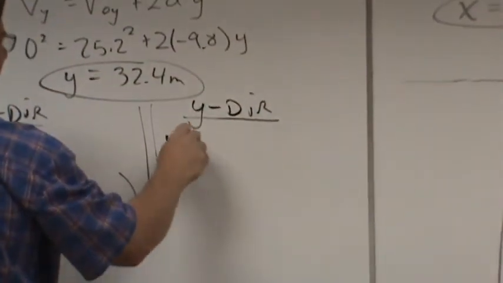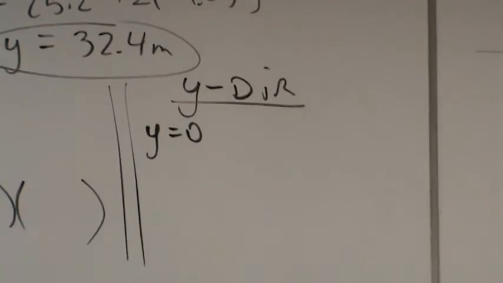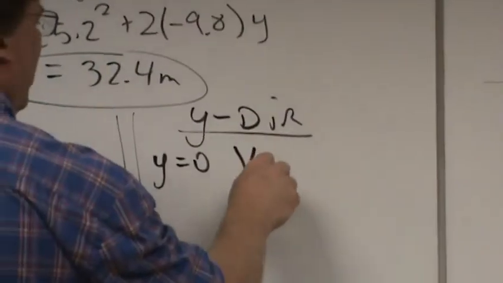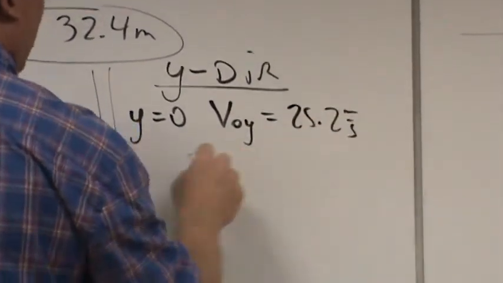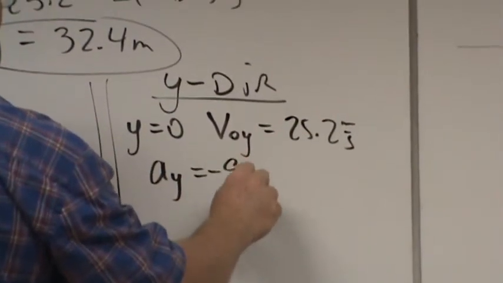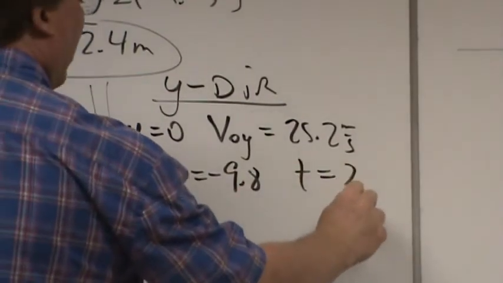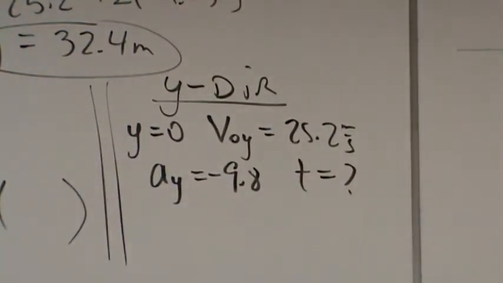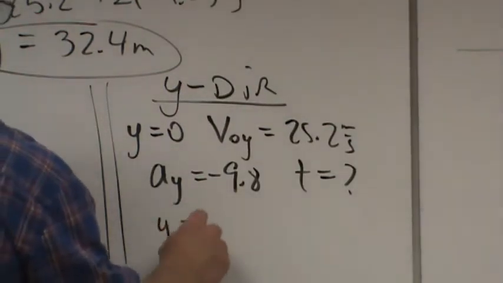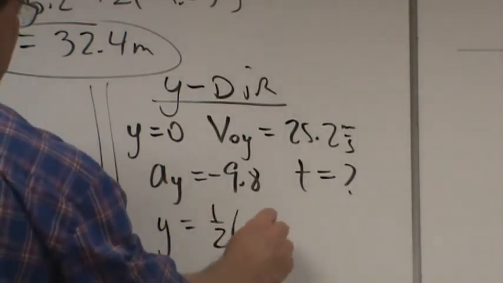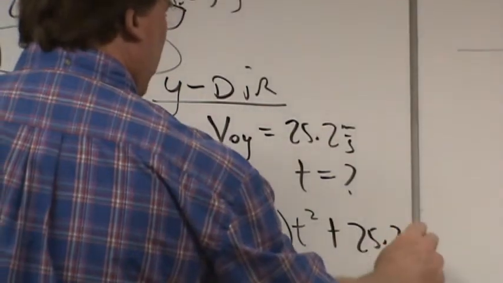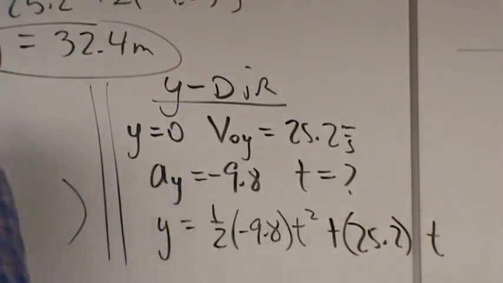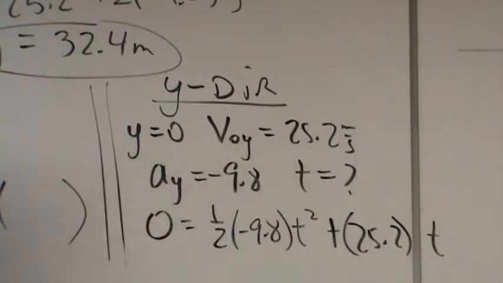So here's Maxwell. He's going, well, I want my displacement to be 0 because I want the time for it when it hits the ground. I know the initial velocity in the y direction is 25.2 meters per second. I know the acceleration in the y direction is negative 9.8, and I'm going to find that time. The equation that has those four quantities is equation number 3. So I got y equals 1/2 times negative 9.8 times t squared plus 25.2 times t. And by the way, this y is equal to 0.